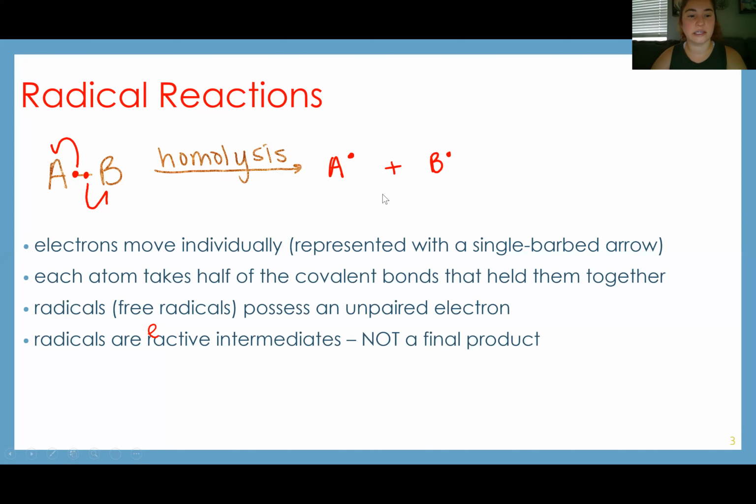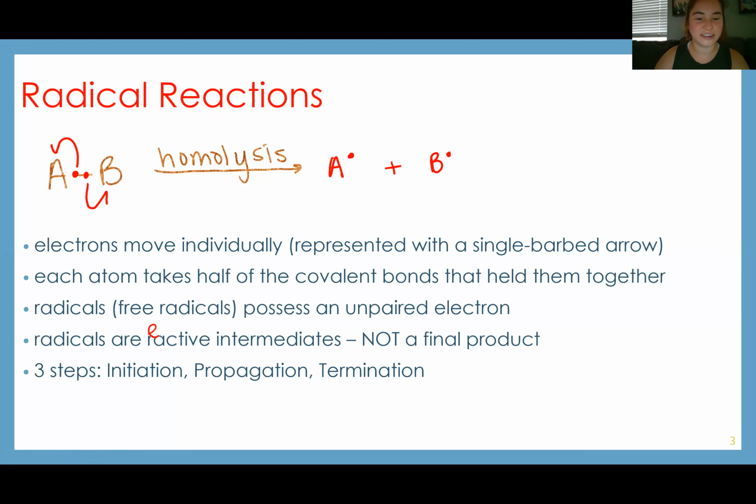So typically, this is the first step of the reaction, the step that actually initiates the reaction, which is why it's called initiation. And then there are three total steps to any radical reaction. There's initiation, propagation, and termination. What we'll see is that there's usually one type of initiation. There can be multiple types of propagations and multiple types of terminations in any reaction.